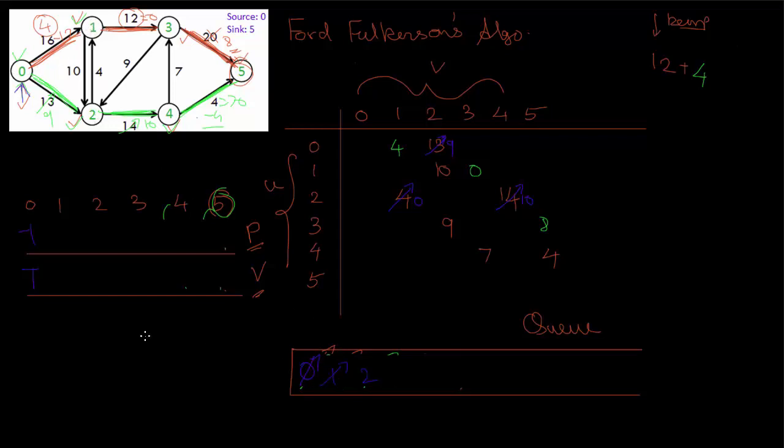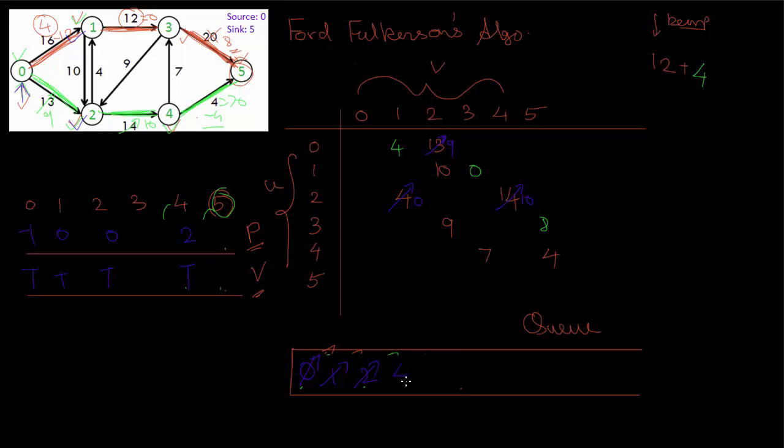You dequeue 1, but 1 cannot go anywhere because there's a 0 over here and it's already visited, as you see. So forget about 1. You dequeue 2. Where can 2 go? 2 can only go to 4. 2 can't go anywhere else. This is t, and the parent is 2, because there's already some amount of flow left in this.